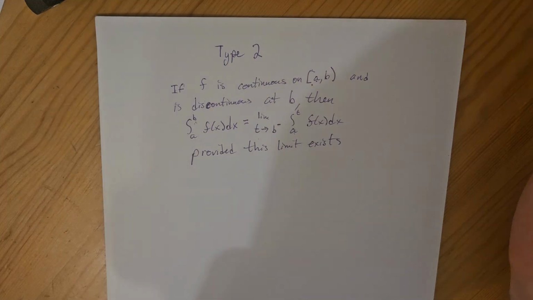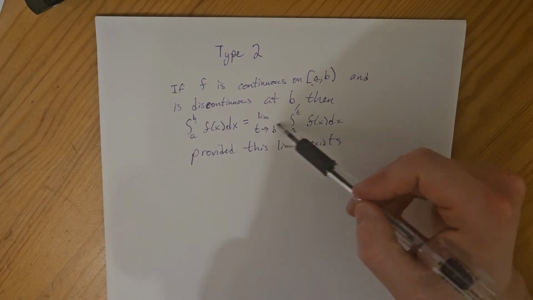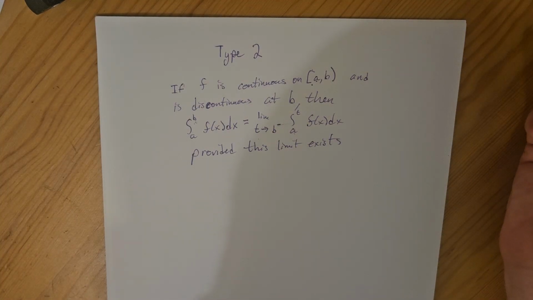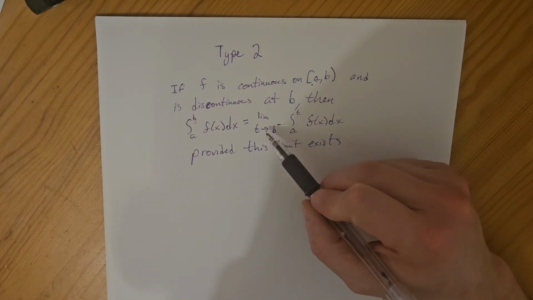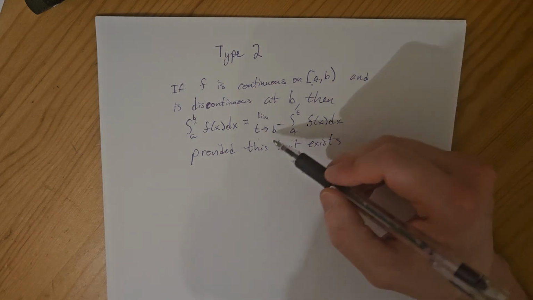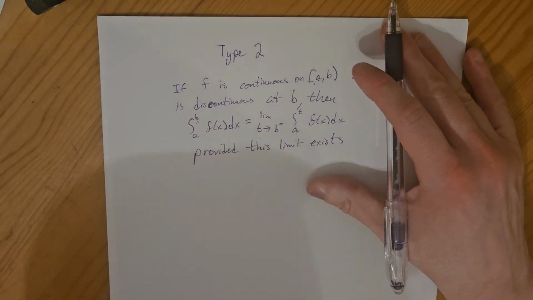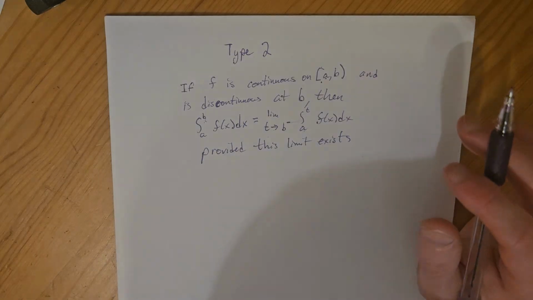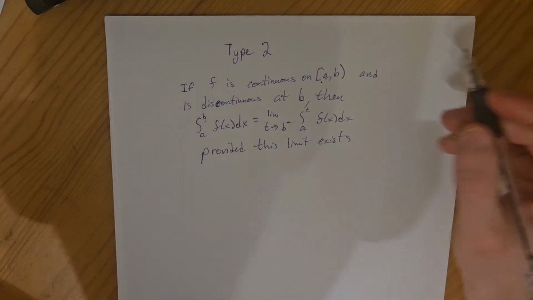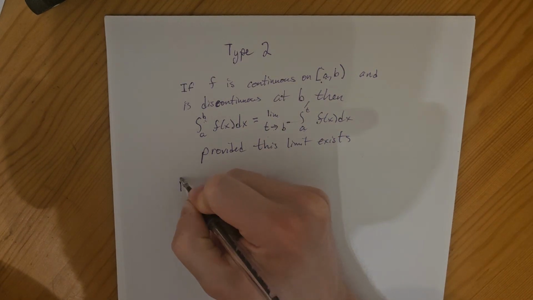Now, how do we actually solve these? Well, we just do this limit, and we've got a lot of practice with that from our previous problems. The only difference now is that t isn't approaching infinity or negative infinity, it's approaching some finite value from one side. So let's go ahead and do an example here.